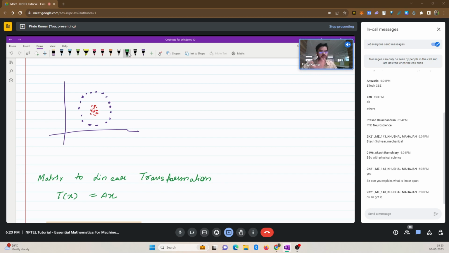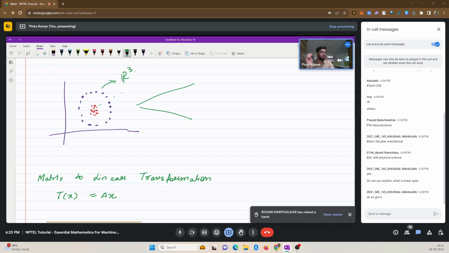Now, there are two possible options that I can think of. First is, let's say you lift it to R3, in which for all the red points you are mapping it in such a way that the z-axis is 1, let's say, and for all the purple points you map it in such a way that your z-axis is 0. Rohini, I'll just finish this and then get back to you. So one way is that you can map it into a higher space where they become linearly separable.